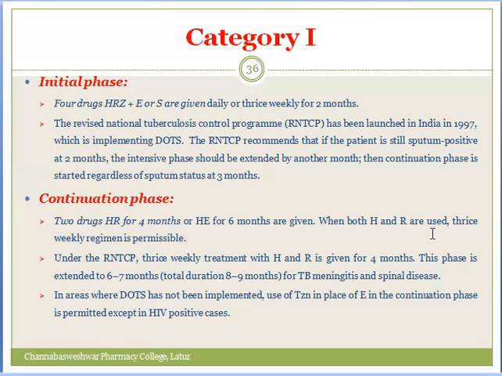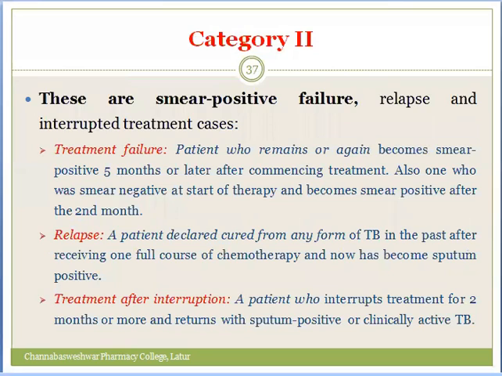In areas where DOTS has not been implemented, use of thiacetazone in place of ethambutol in the continuation phase is permitted, except in HIV positive cases. So this is the pharmacotherapy for category 1 patients. Now we will discuss category 2 patients. Patients with smear positive failure, relapse and interrupted treatment cases come under category 2.